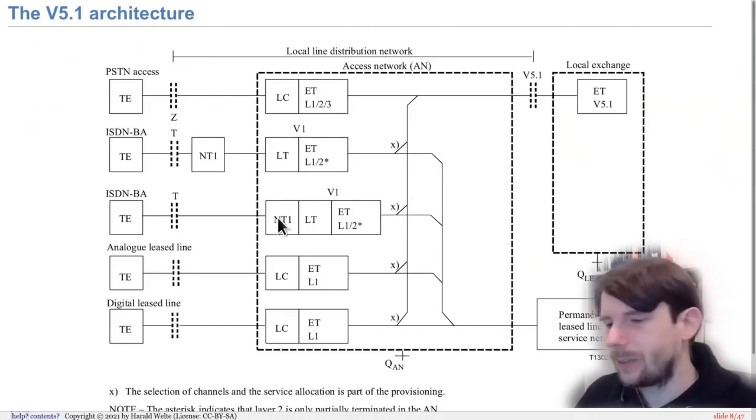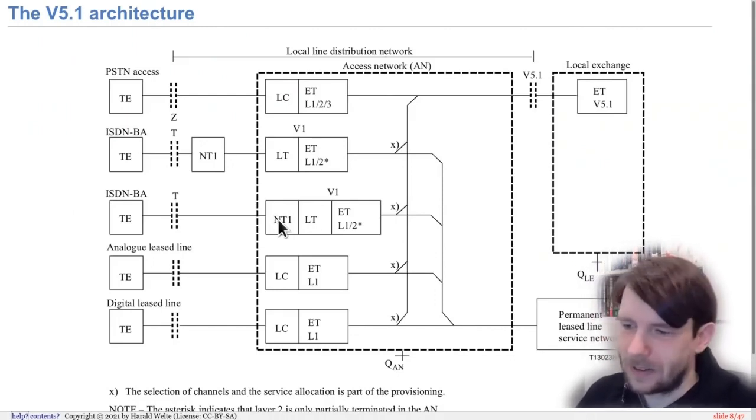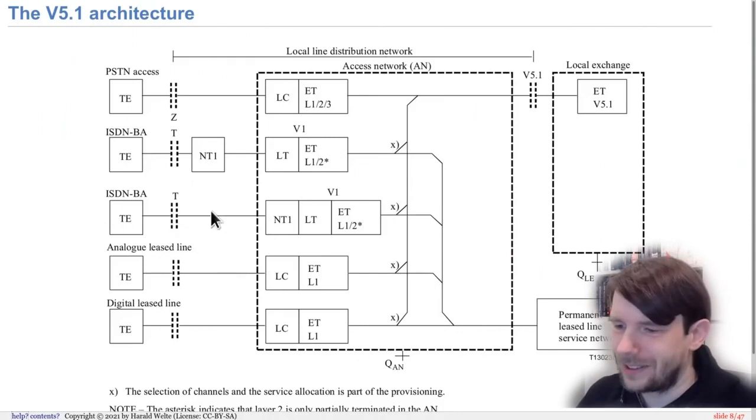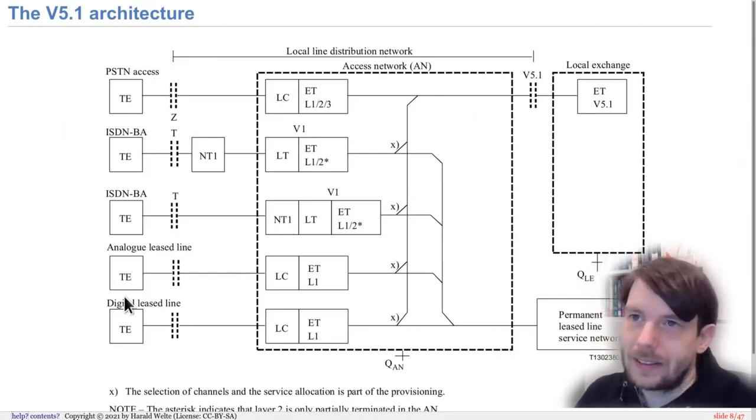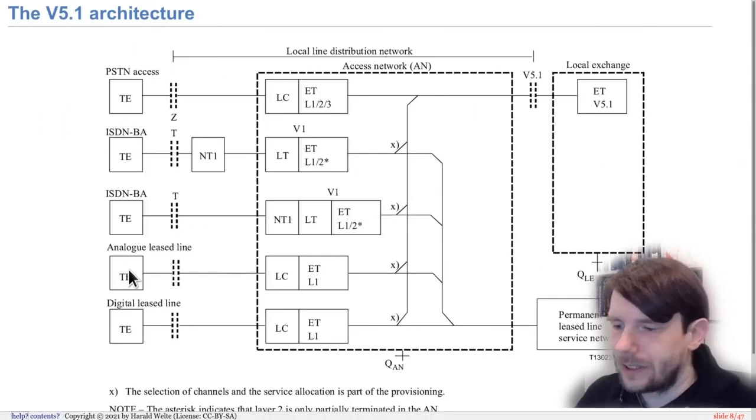That's not something that was deployed in Germany, but at least the specs always indicate it as an option. So the NT can be more on the subscriber side, or the NT can be in here, which of course makes it rather short here if it's just the ST interface. But also, of course, analog and digital leased lines that existed in classic telephony networks equally can go into this access network. And then we have here some kind of processing that we will look into in more detail.